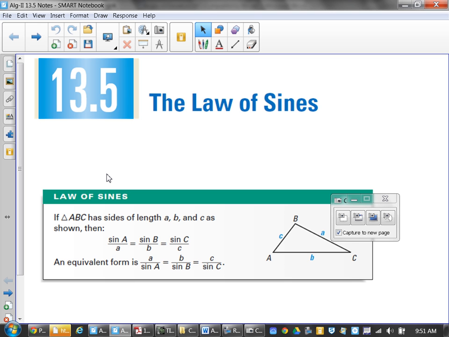Anyway, law of sines. Law of sines, if you guys recall, is for solving triangles that are not right triangles. Okay? When you're using the law of sines, it's basically the sine of one angle to the side opposite, is to the sine of another angle to the side opposite, all the way around. It's just a matter of lining them up.